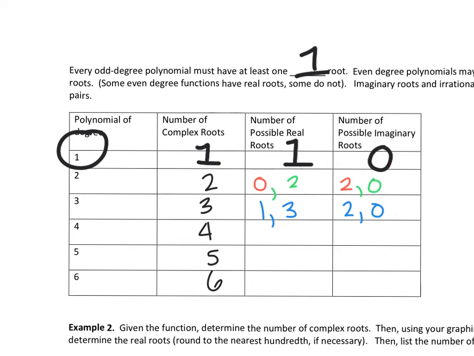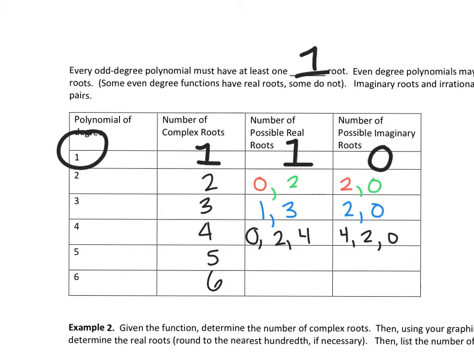It's an even degree function, so even degree functions might have 0 real roots. That would make 4 imaginary. Can you do 1 and 3? No, because this 3 can't be odd. So you could do 2 and 2. You could also do 4 and 0.